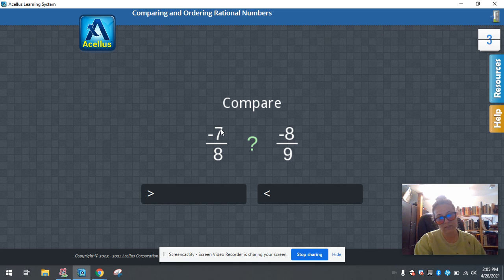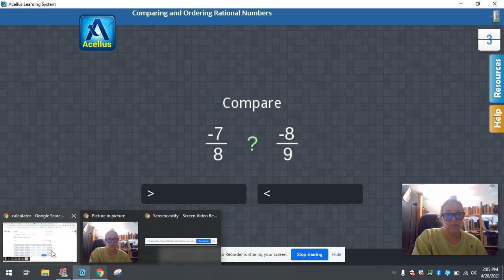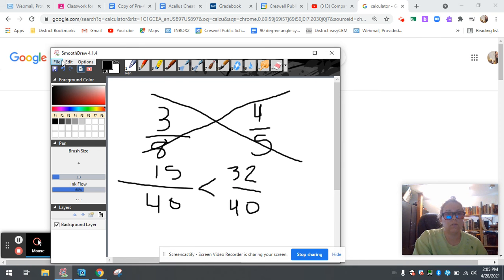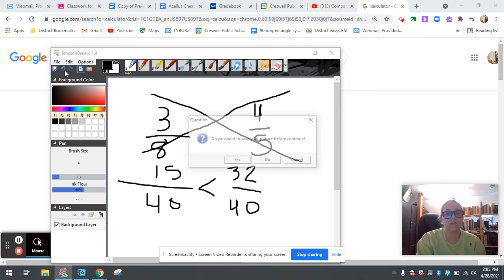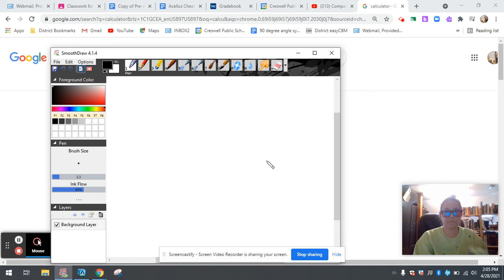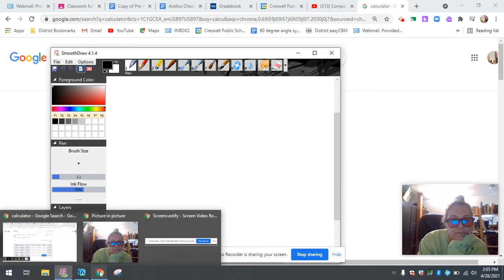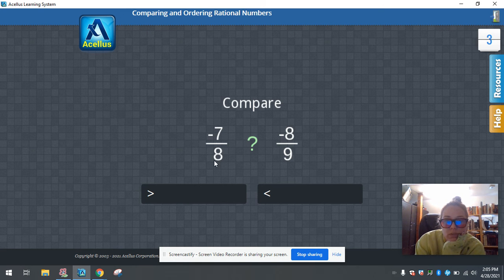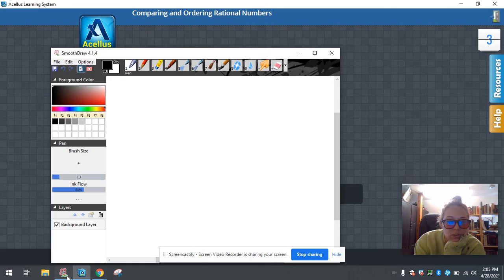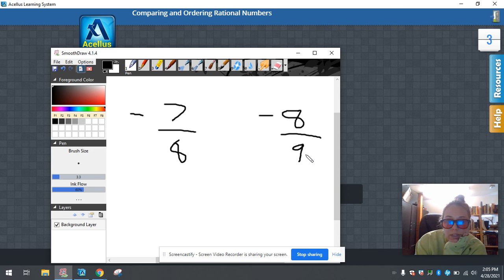Okay, 7/8 and 8/9. We'll do it with the fractions again this time, instead of switching them into decimals. Whatever you prefer. 7/8, 8/9, negative 7/8 compared to negative 8/9. We're going to find a common denominator by multiplying the denominators together. 9 times 8 is 72.